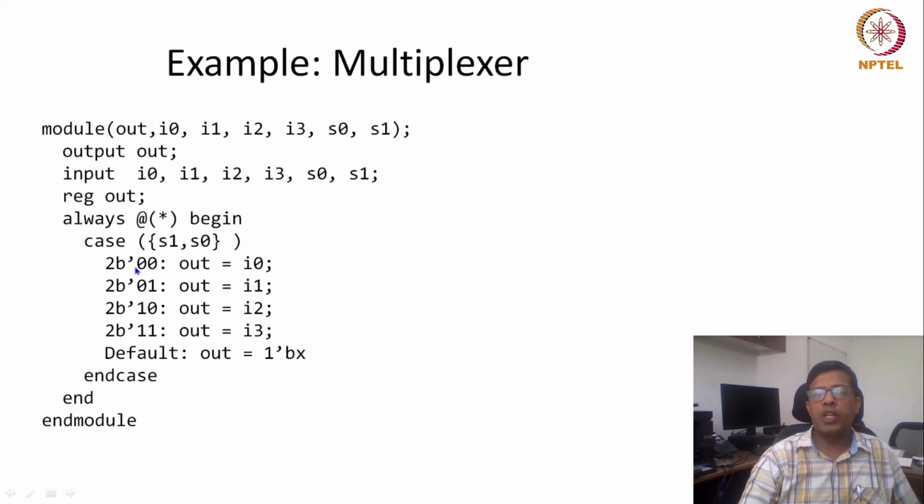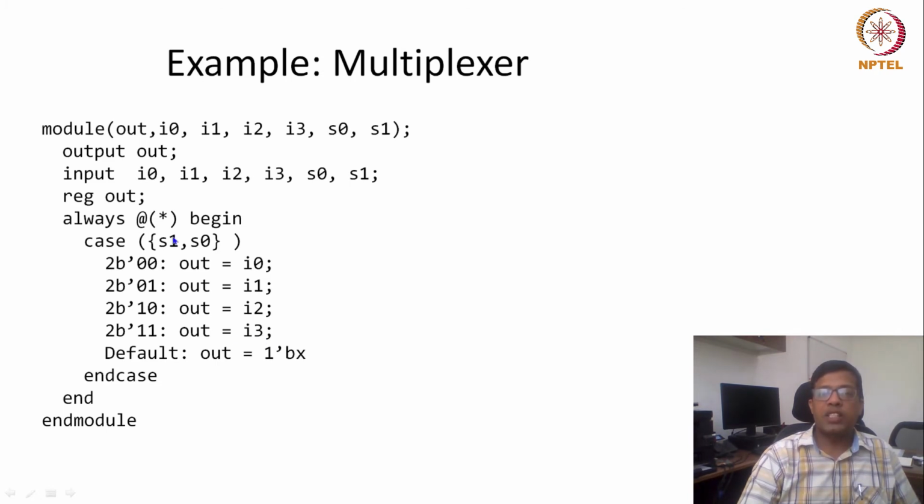So if that 2-bit value is 0 0, then we are saying out equal to I0. If the 2-bit value is 0 1, we are saying out equal to I1. Similarly, when the 2-bit value is 1 0, then out equal to I2. And when the 2-bit value is 1 1, out equal to I3.